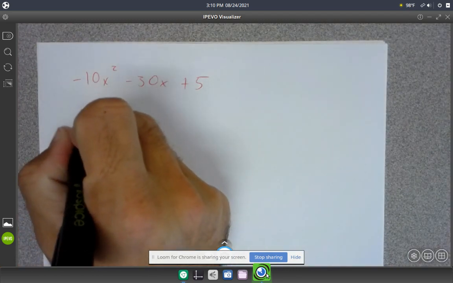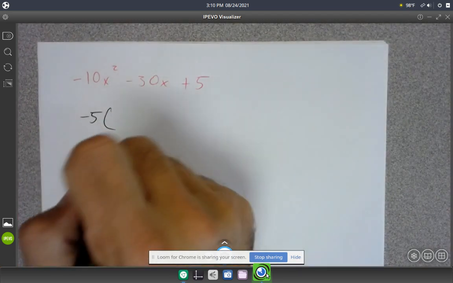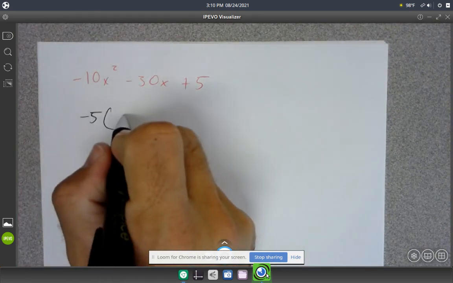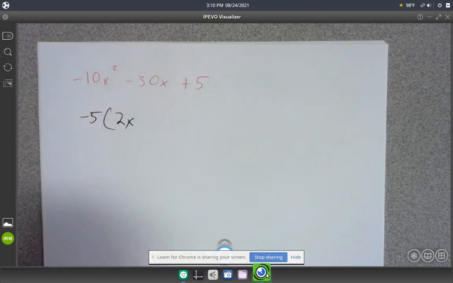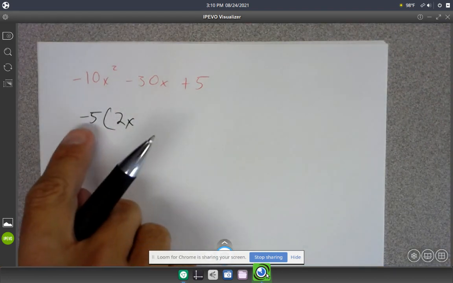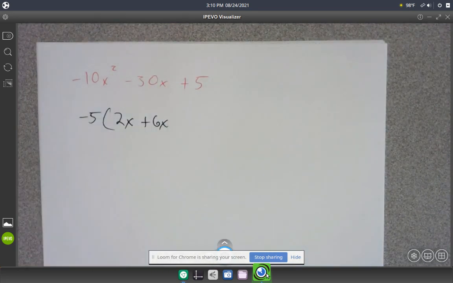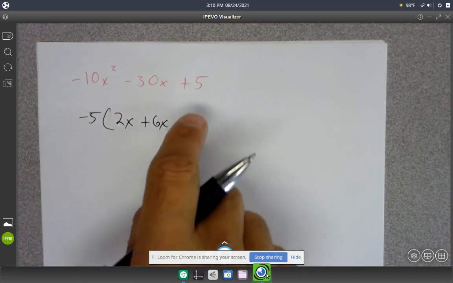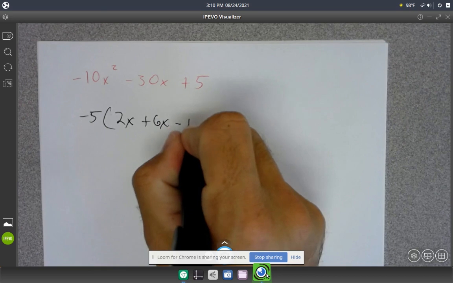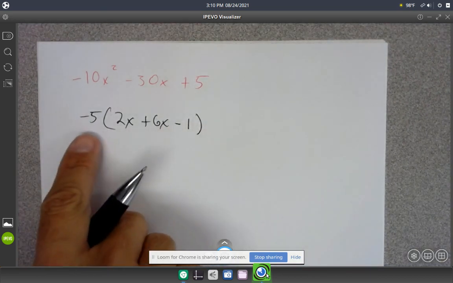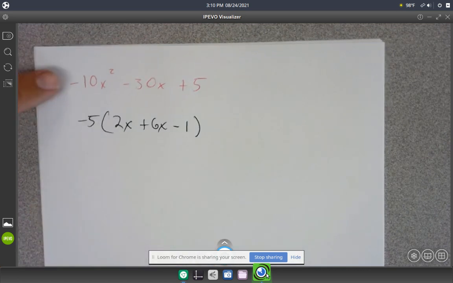So what I'm going to do is factor out a negative 5. That's just going to divide each of these by negative 5. The negative 10x squared will become a 2x. The negative 5 times a positive 6x, that'll become a negative 30x. And then I'm changing the signs, but I'm also dividing by 5, so that'll become a minus 1 for that last one there. And then you could tell, if you distribute it back in, you would get to the same answer as before.